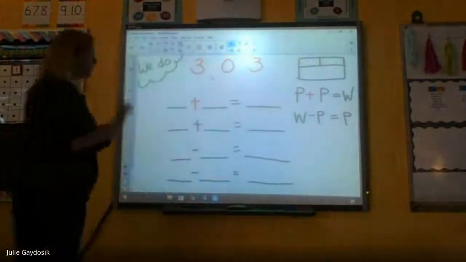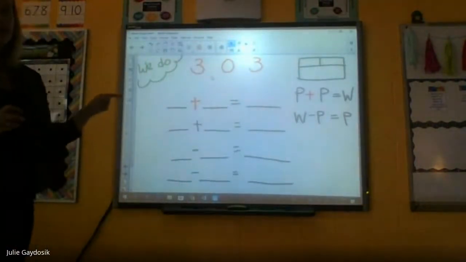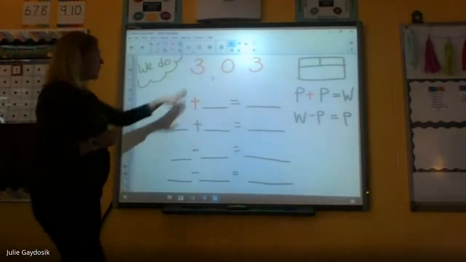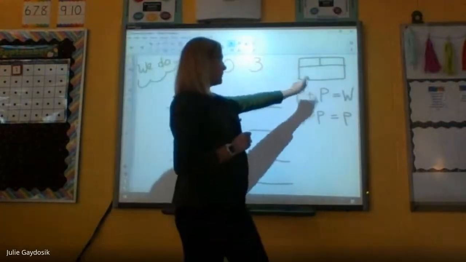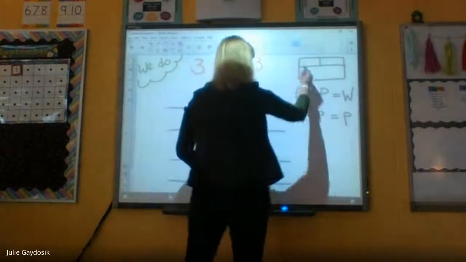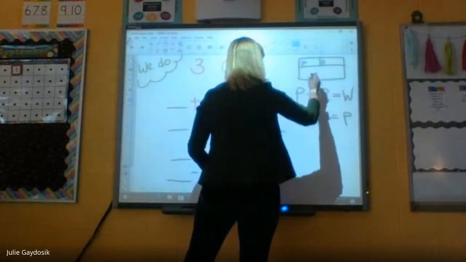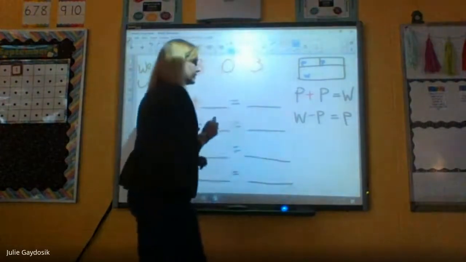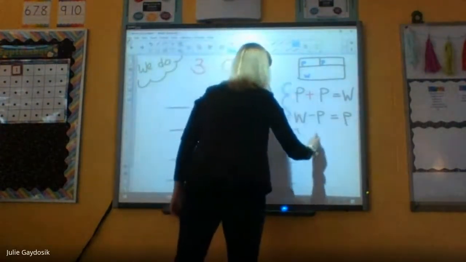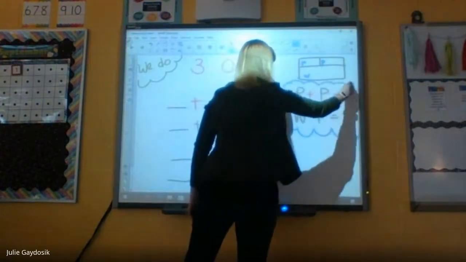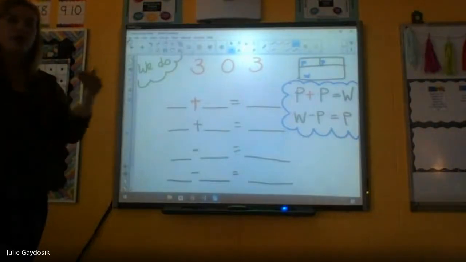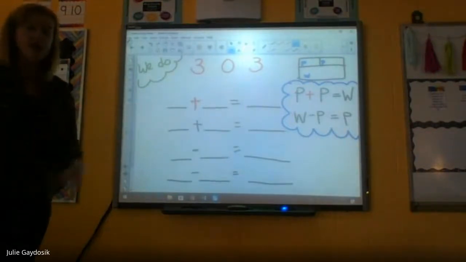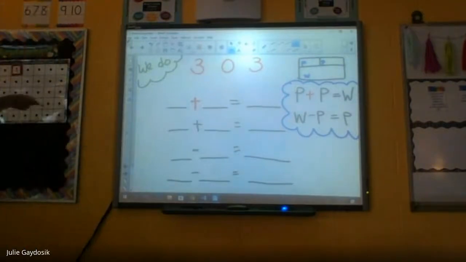I want this one to do together because this one's a tricky one, okay? So what I want you to do is write 303 at the top of your paper. I want you to draw your part-whole chart, okay? And you might put in where your part and whole goes. And then I want you to make sure that you have these equations written on your paper. The part plus part equals whole, and the whole minus part equals part. So I want you to go ahead, pause this video, and record this into your notebook. So go ahead and pause it.